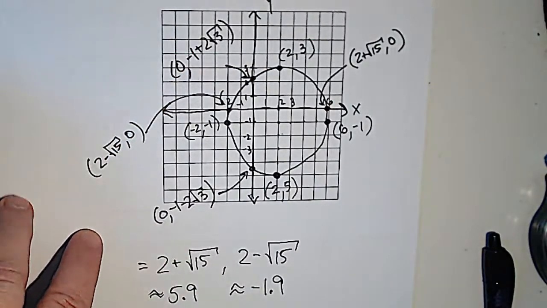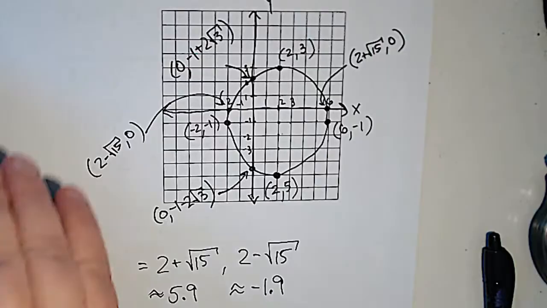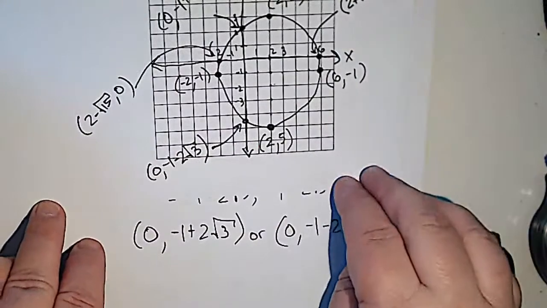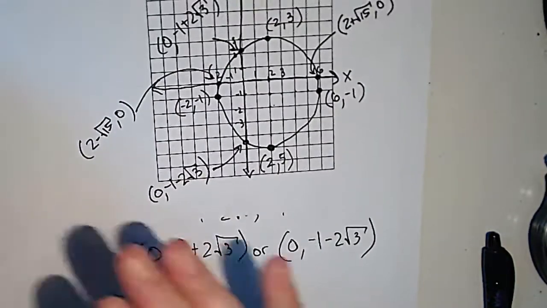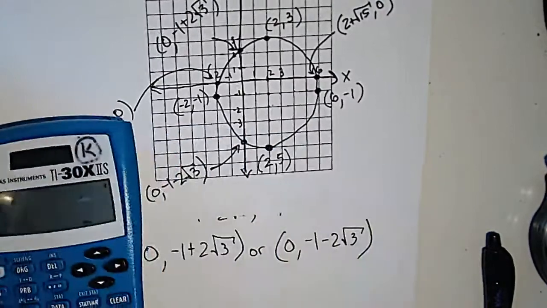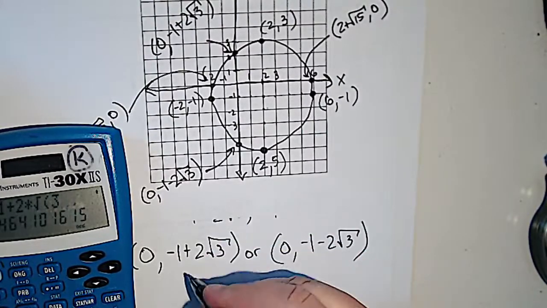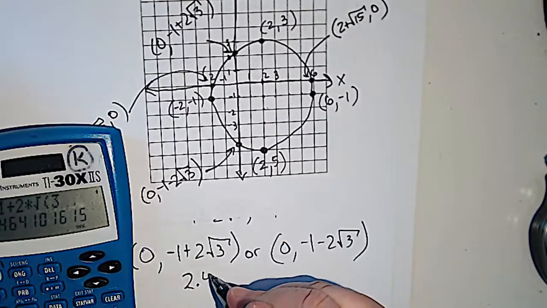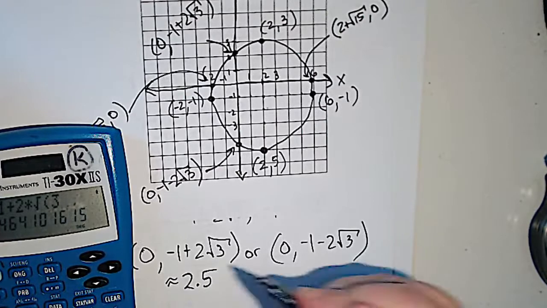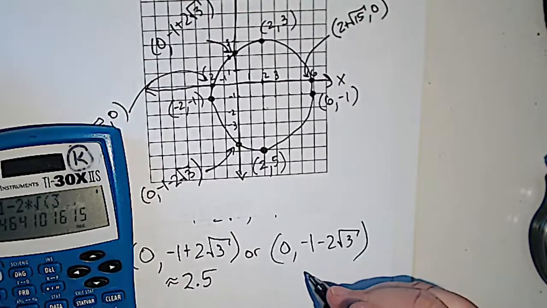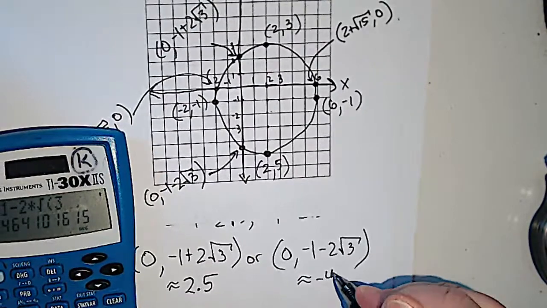And I realized that with the first one, we never did that double check. So let's do that double check with the y-intercepts and make sure the values make sense on our graph. I've got -1 + 2√3, which is about 2.4, 2.5. I'm going to say about 2.5. On this one, -1 - 2√3 is about -4.5.